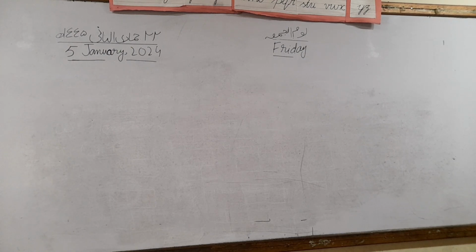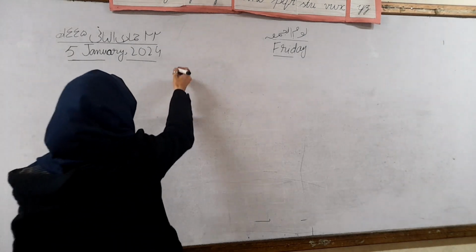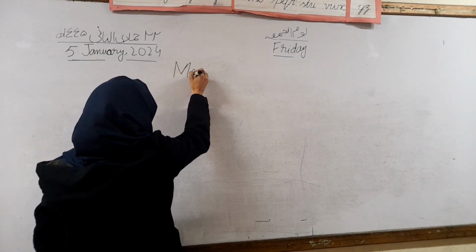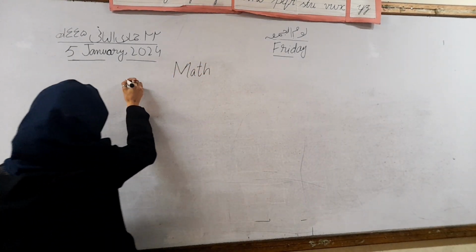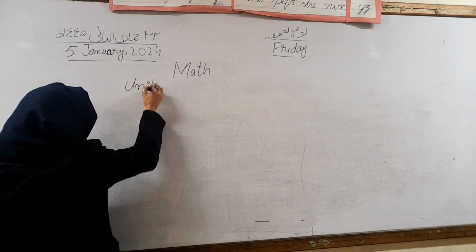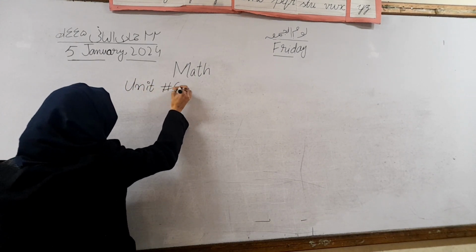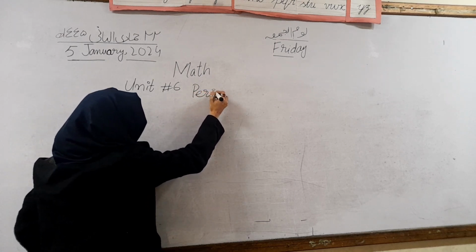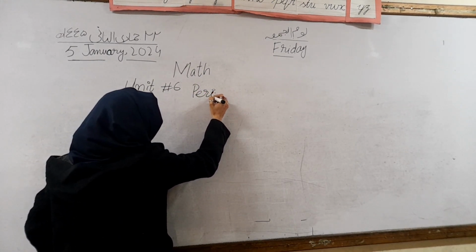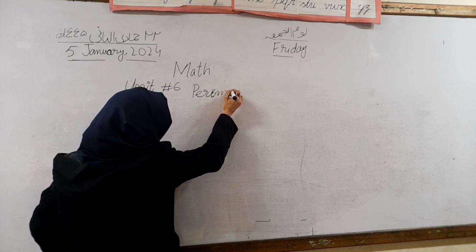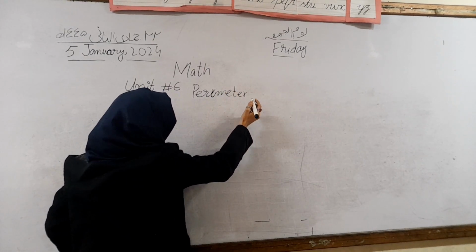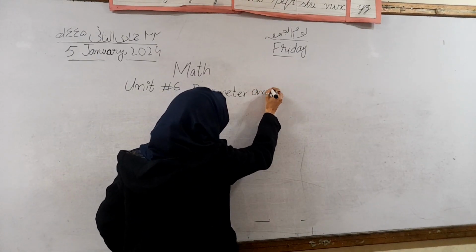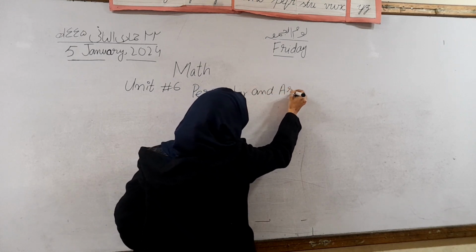This is your math lesson. And nowadays we are working on unit number 6. Unit number 6. Perimeter and area.